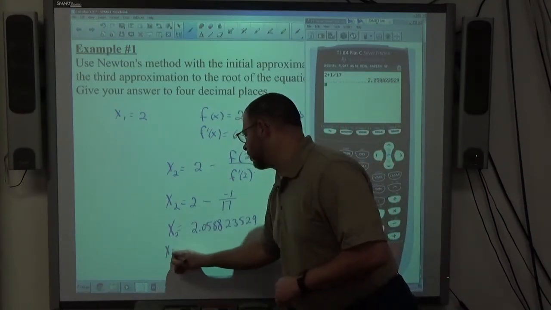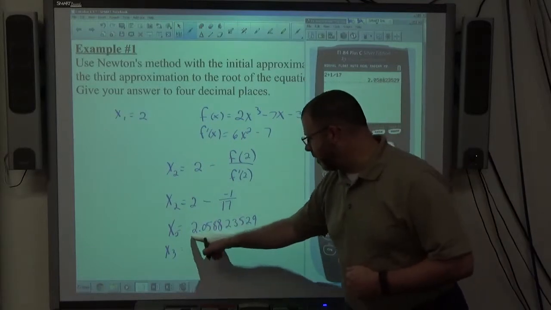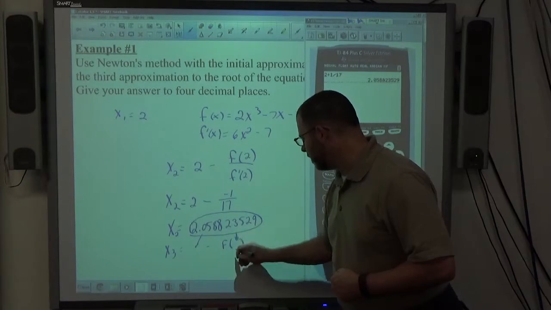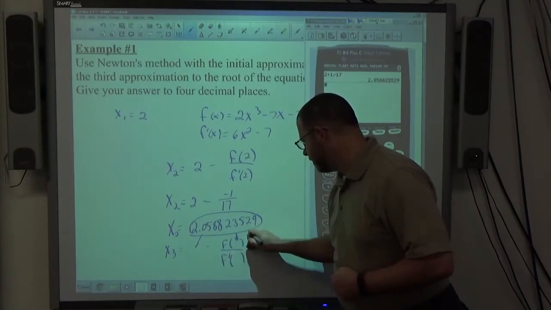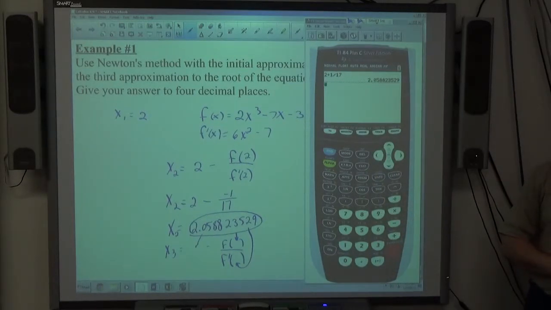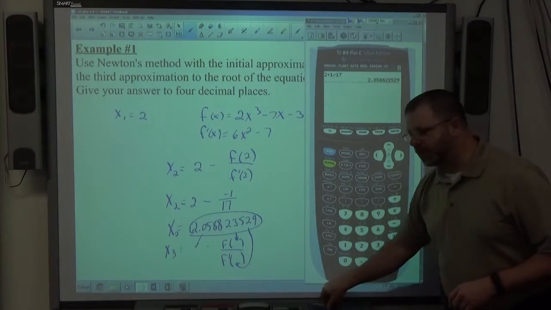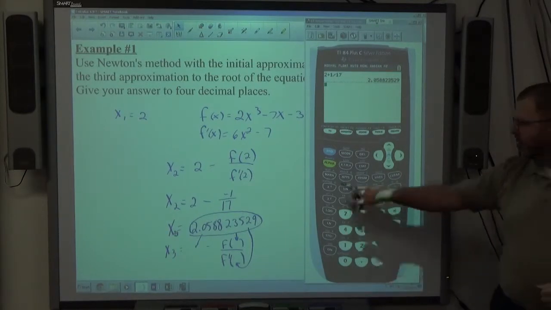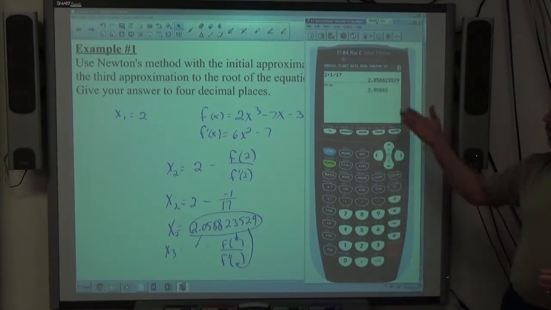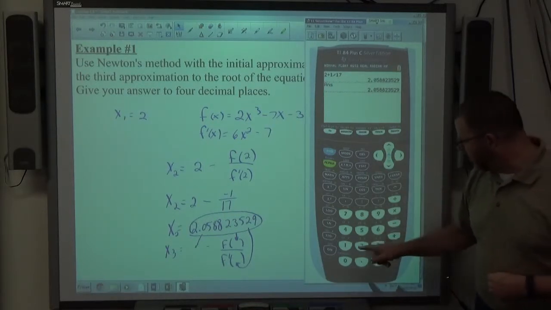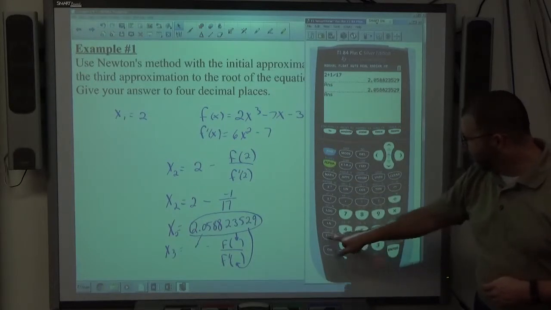So if I want to get x sub 3, all x sub 3 is going to be is that number minus f of that number over f prime of that number. Do I want to type that number in 3 times? No. Absolutely not. So here's how we do this on our calculator as far as using the same answer. Now, I've got the answer key, so if I use answer, it automatically remembers that number, right? All right. How many times do I have to use that number? 3. All right. So what I want to do is I want to take the answer and store it as x.